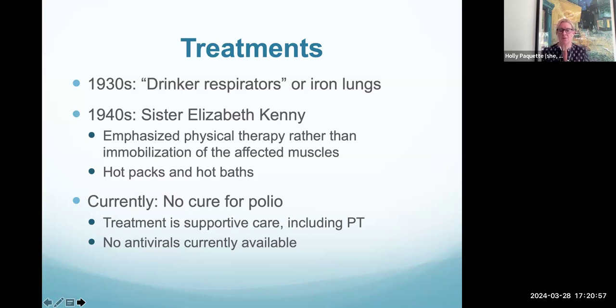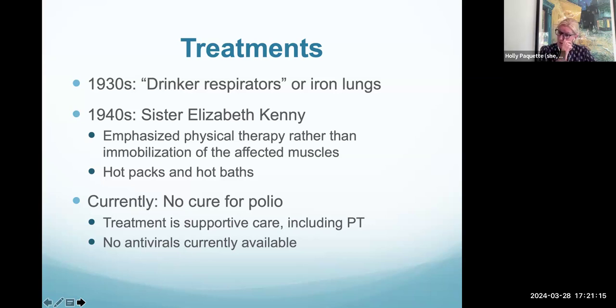rather than keeping people immobilized, helped those muscles. So in that case, it helped those muscles from losing their strength while they were going through this infection. She also encouraged hot packs and hot baths to keep that circulation going in those muscles that were affected.